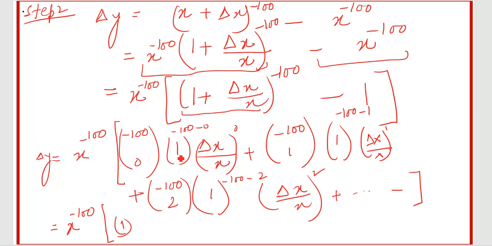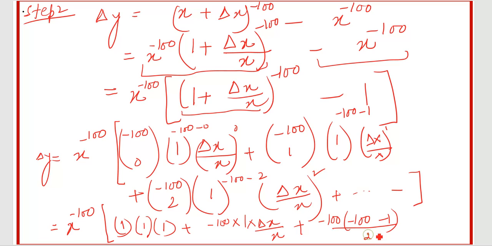Whatever is the power of 1, it is also equal to 1. And the power of 0, suppose we have 1000 or 2000, whatever you have, if you have a power of 0, it is again 1. And nC1 means n divided by 1 factorial. There is no need to write down 1 factorial. Again, this is 1 and multiply by delta x over x. Here we have nC2. So it means n into n minus 1 divided by 2 factorial. And here I can write down delta x square over x square plus so on minus 1.